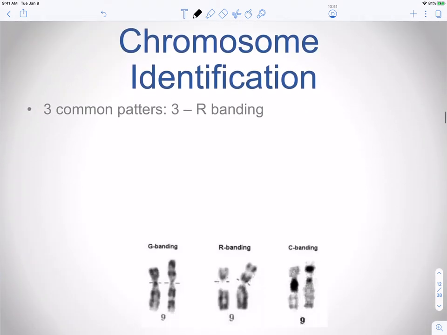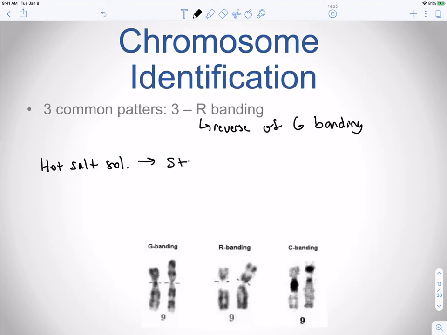And then finally, there is the R staining, or what's known as the reverse pattern of G banding staining. So R stands for reverse of G banding. In this case, you're going to pre-treat the cells with a salt solution. This is going to cause denaturation, and then you can stain. In this case, you're going to denature the AT regions. And so you're going to get the reverse staining pattern, in which the dark will be the GC and the light will be the AT.